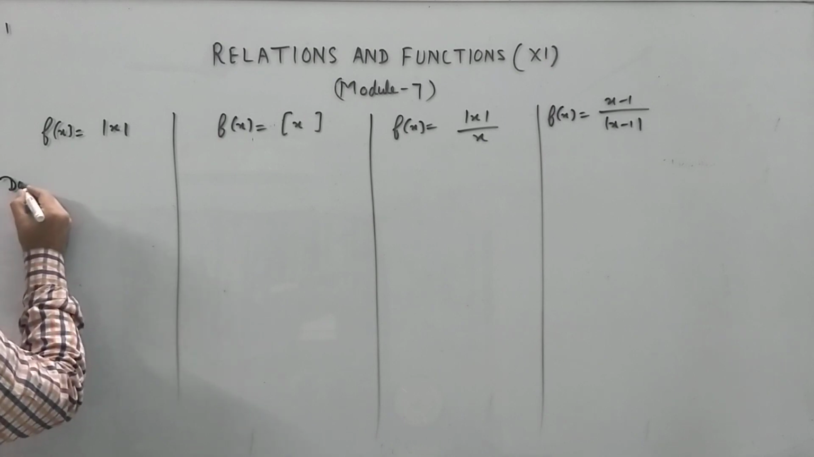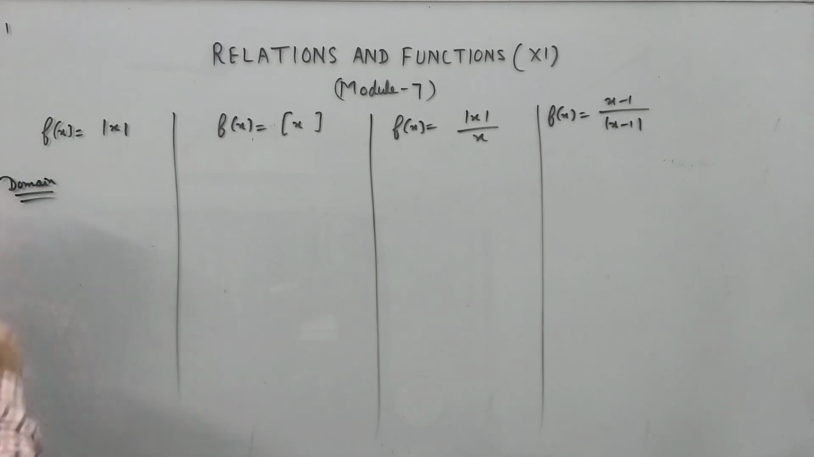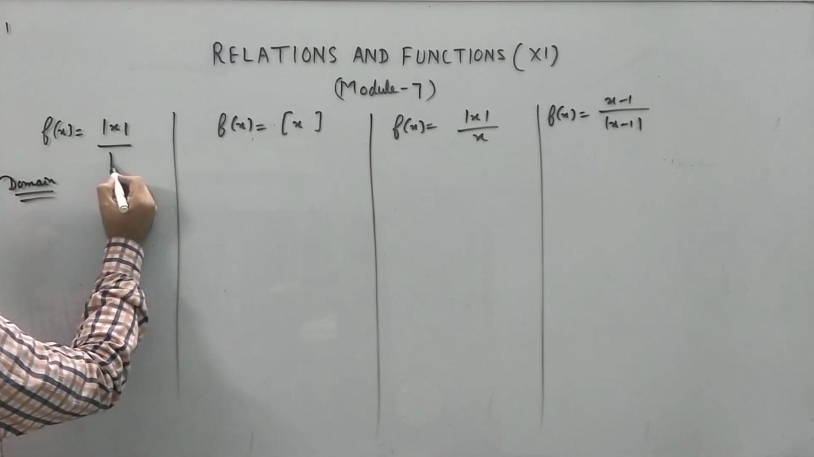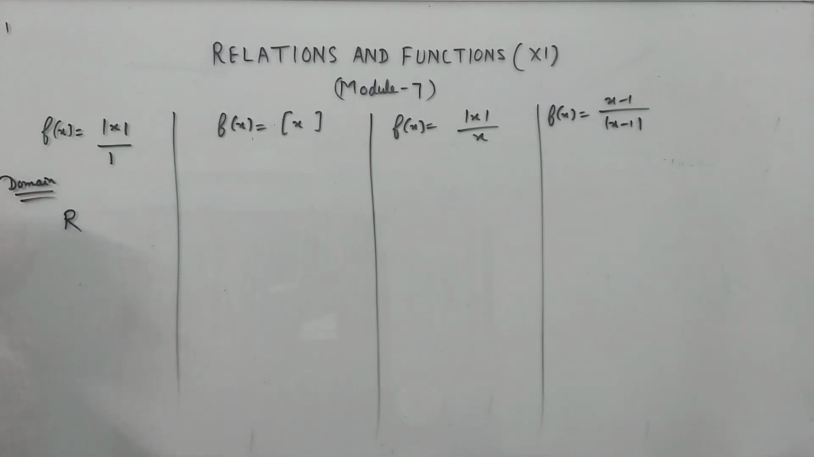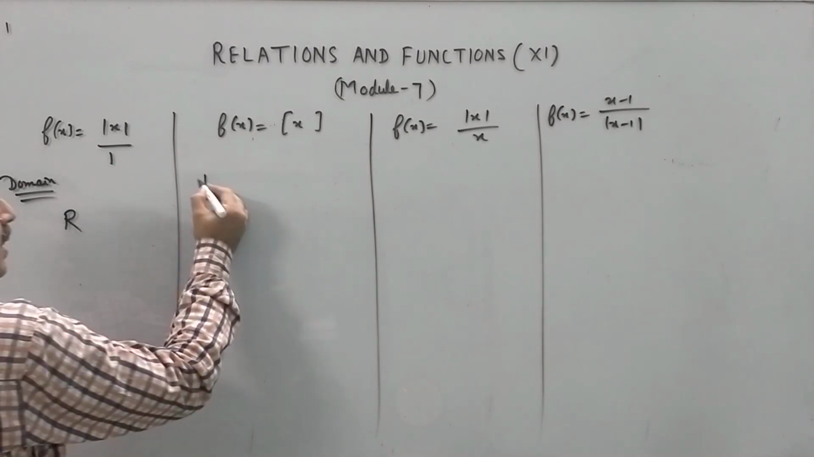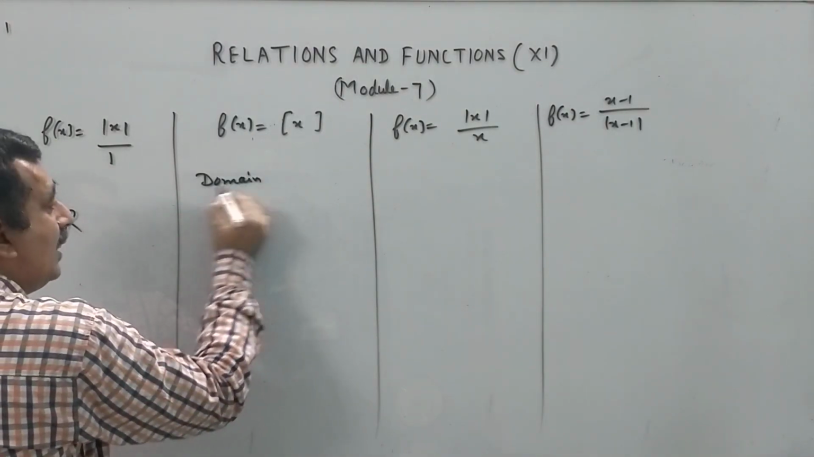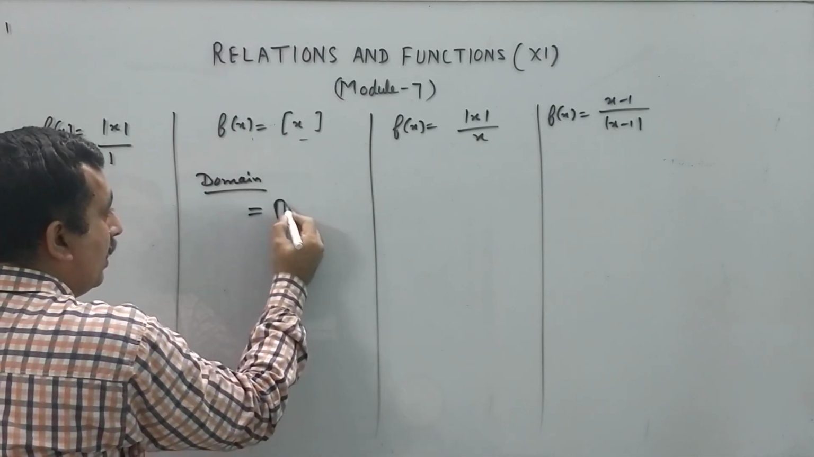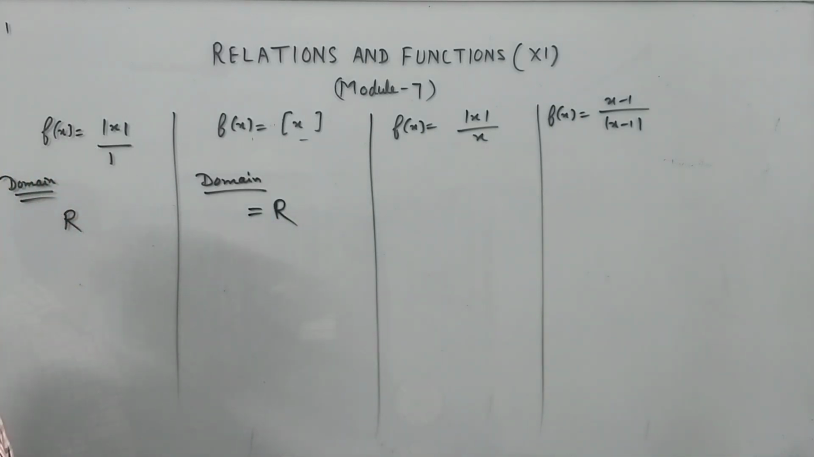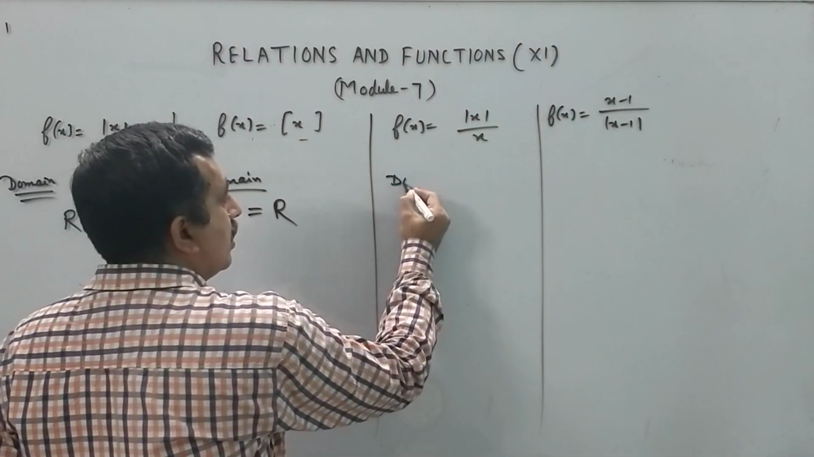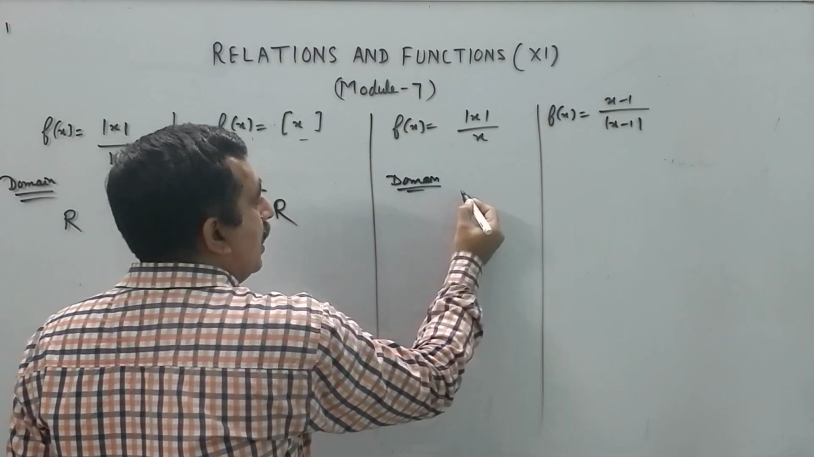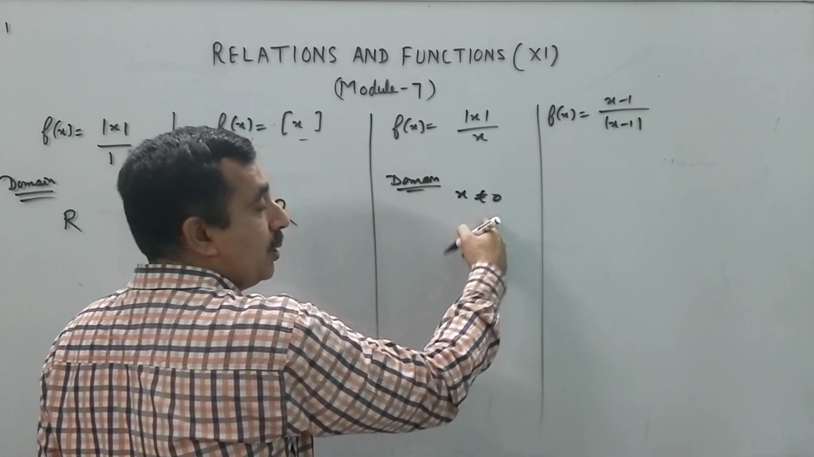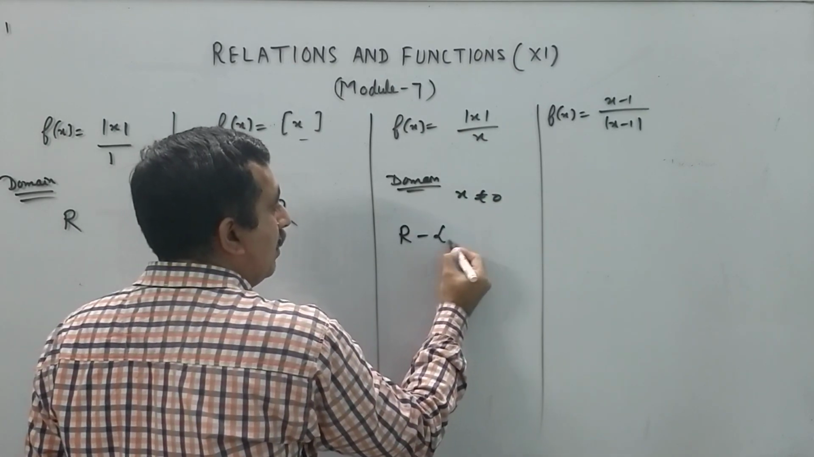Now for this question, you have to see the denominator. And the denominator here is 1. So what is the domain here? R. For this question, again you have to see the denominator. And the denominator is 1. Therefore, the domain is R. For this question, x should not be equal to 0. The denominator should not be equal to 0. And therefore, the domain is R minus 0.